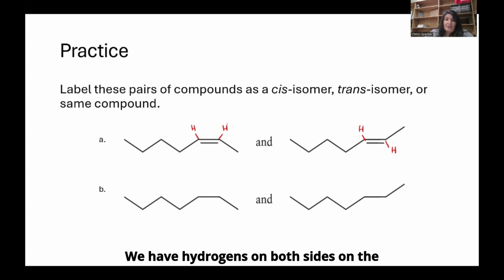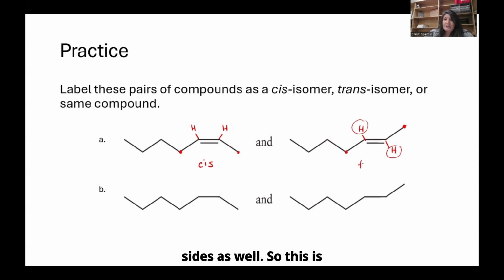We have hydrogens on both sides on the top, and carbon groups on the bottom on this first one. So this means it's cis. So cis is the same side. For the trans, we have a hydrogen on top, a hydrogen on bottom, and we have the carbon groups on opposite sides as well. So this is trans.